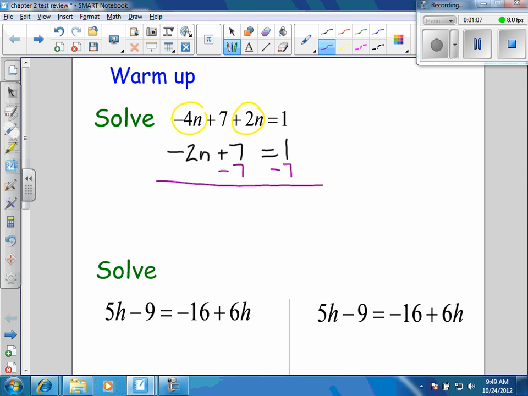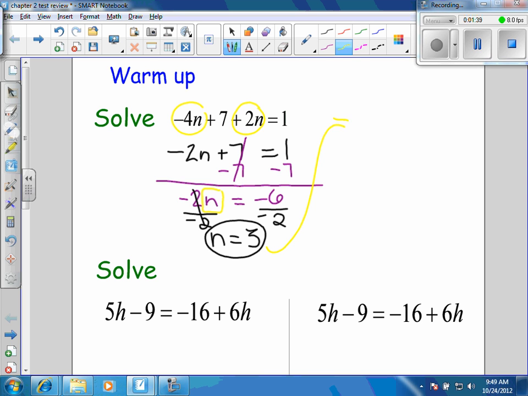And then I had negative 2n equals negative 6. Good. And then I divided. We're trying to solve for n, right? Yep. And then I divided negative 2 by negative 2, and 6. Divide negative 2 on both sides, right? So you have n equals 3. Positive 3.